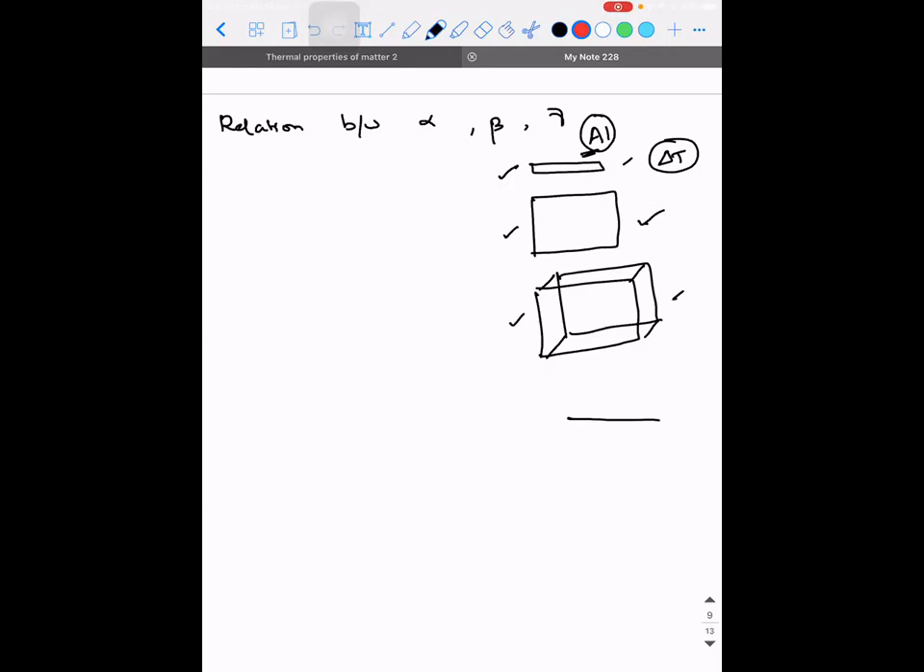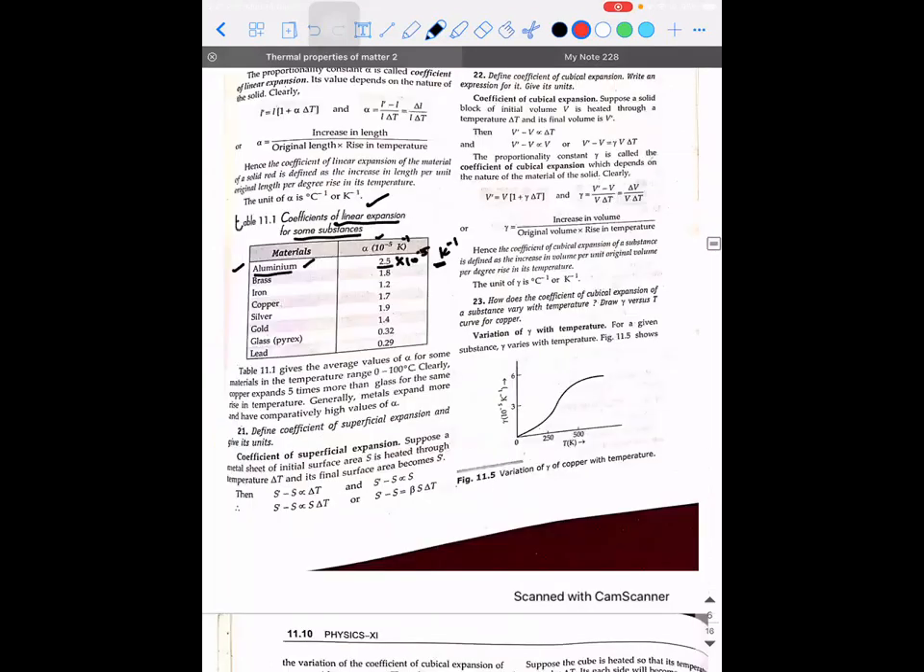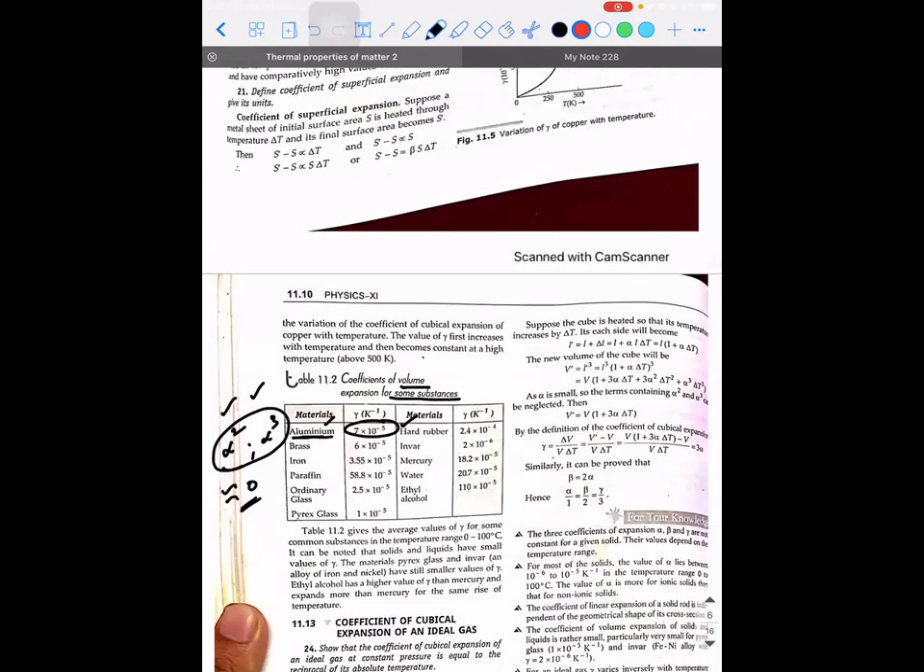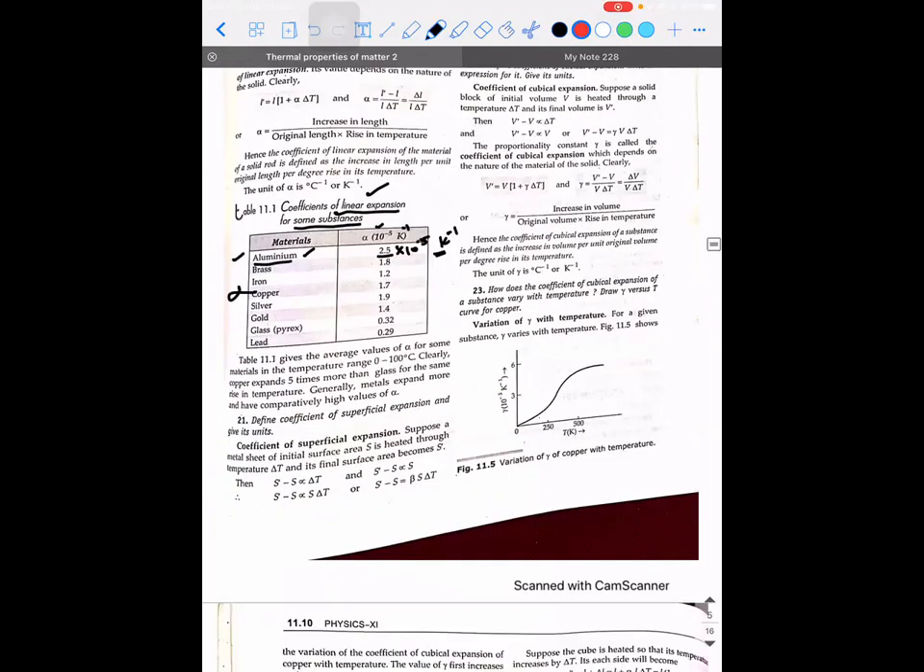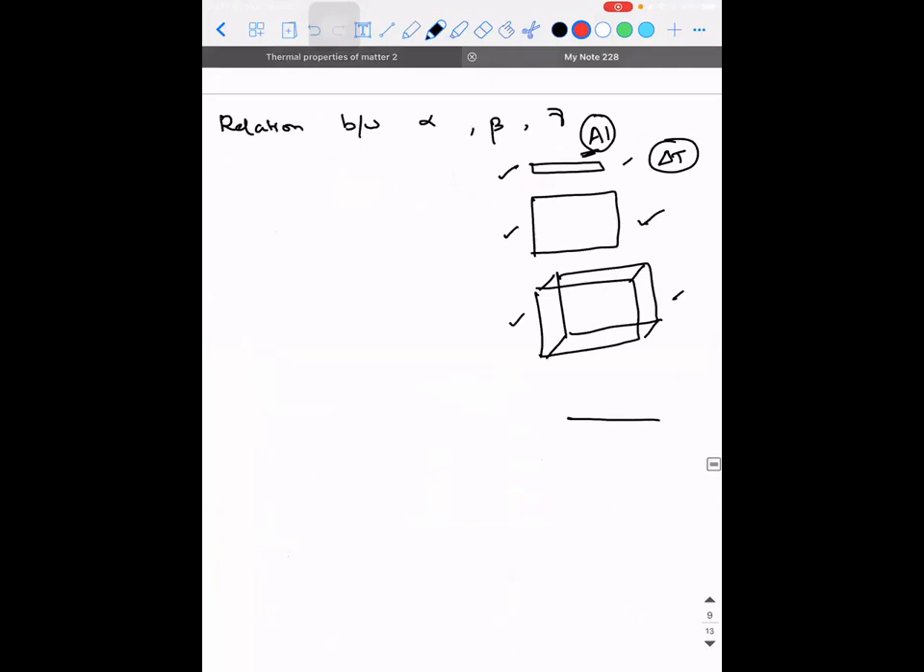That is why if you revisit the table and see, the coefficient of linear expansion of aluminum is 2.5 into 10 power minus 5. Whereas the same coefficient of expansion when it comes to 3 dimension is 7 into 10 power minus 5. That is, here it is alpha, here it is gamma. So though the material is same, what is different? The coefficients of expansions are different. Okay. That is the reason why we are studying what is the relation between alpha, beta, and gamma. Okay. Let's see what it means. Shall I proceed?